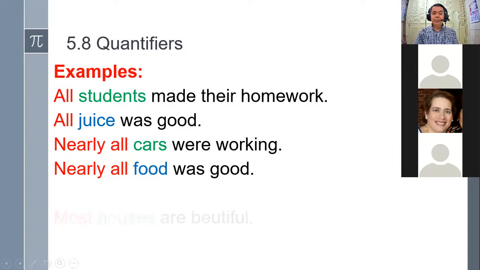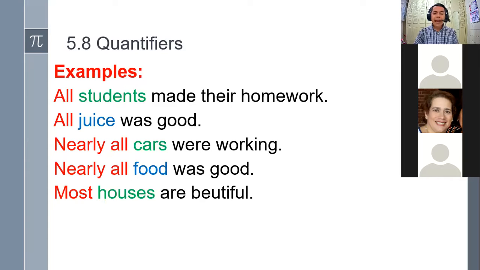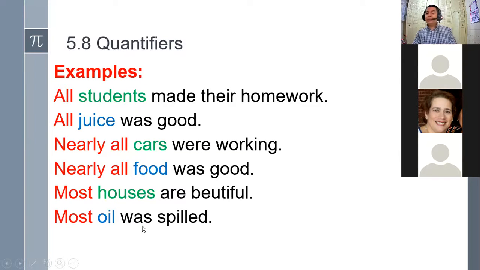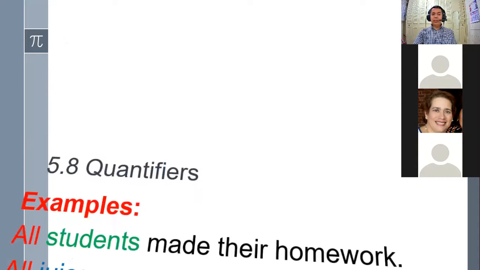Okay, now, most houses were beautiful. Most oil was spilled, right? La mayoría de casas eran bonitas. La mayoría de aceite se derramó, right? So I can use most with countable and most with uncountable, right? Okay, now, let's go to the next one.